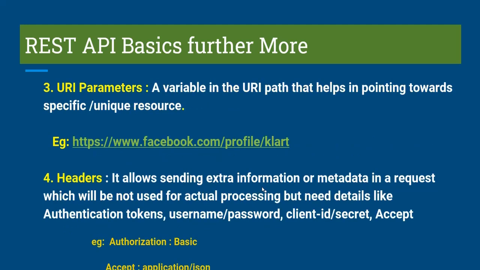A URI parameter is also a variable in the URI path that helps in pointing towards a specific or unique resource. If you want to get a specific resource, for example, as I said, profile/Clark. If you send this URL, profile/Clark, it means I want to get the profile of Clark.